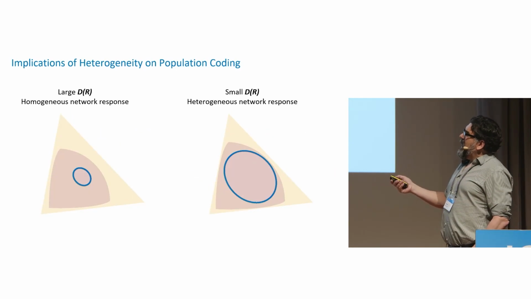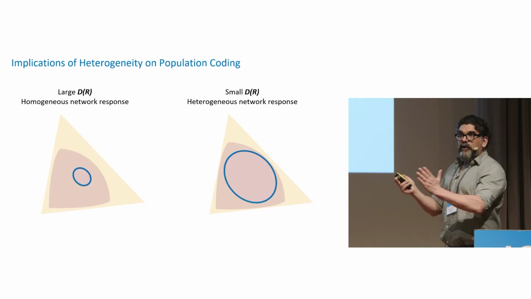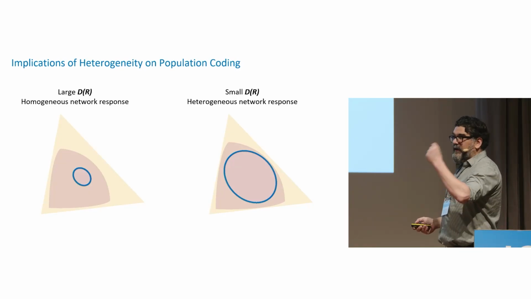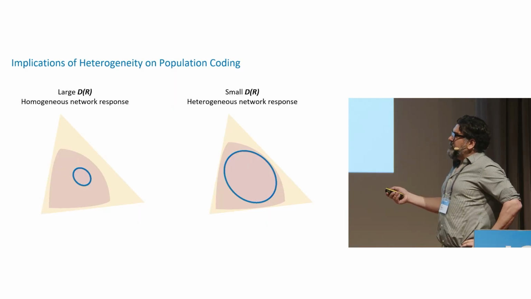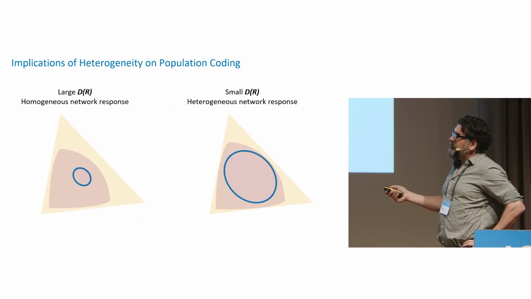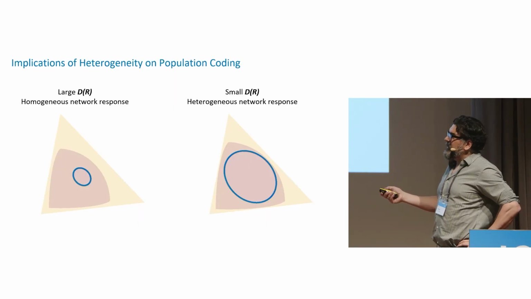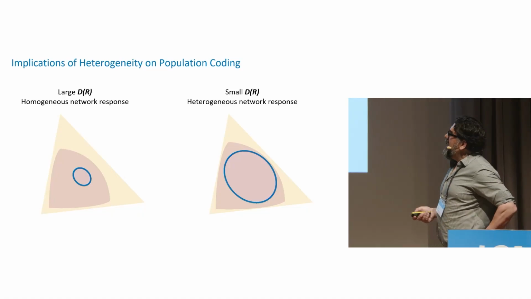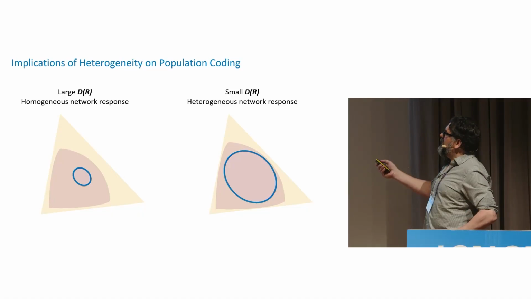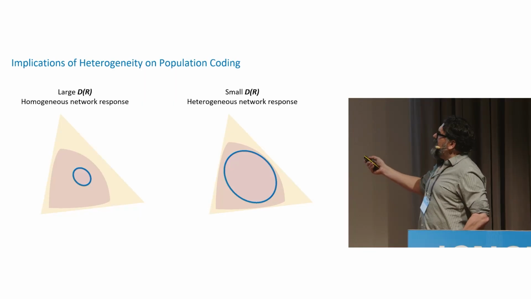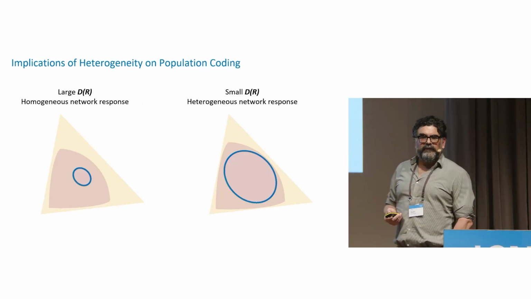So if you have a large DR, which means you're going to have a very homogeneous response, where the neurons tend to fire at the same firing rate, then this circle will be quite small. If they fire at the exact same firing rate, then it's only the center here. And then the more heterogeneous the response is, the bigger the landscape over which you can tile responses for different stimuli.